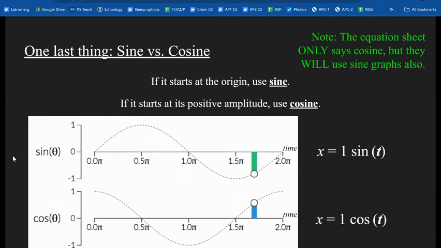The equation sheet does only give you cosine, but AP will use sine. They will use cosine. They'll throw whatever they feel like at you just because they can. But if it starts at 0, sine. If it starts at its positive amplitude, cosine.